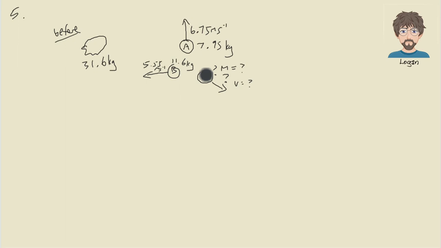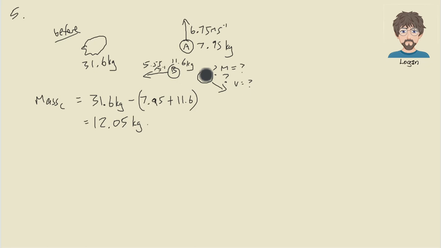Let's do mass to start with, shall we? Because we can do that without, I don't even know if we're being asked to specifically, but let's do it anyway. Mass C equals what's left over. It broke into 3 pieces, not more. So, 31.6 kilograms minus the mass of A and the mass of B, 7.95 plus 11.6. The leftover bit is that one. 31.6 minus 7.95, we get 12.05 kilograms.